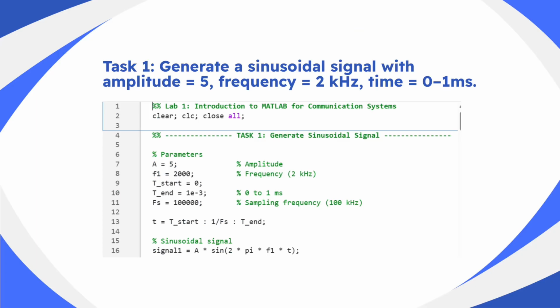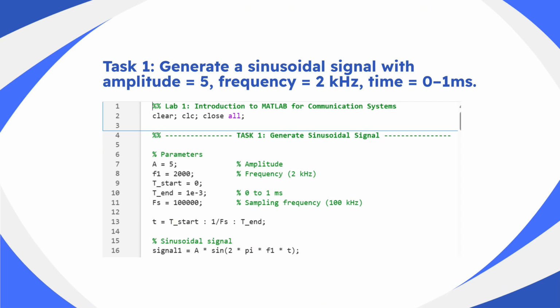For task 1, we generate a sinusoidal signal using MATLAB. The signal parameters were amplitude equals 5, frequency equals 2 kHz, time duration from 0 to 1 millisecond, sampling frequency of 100 kHz. Using these parameters, MATLAB generated a clean sinusoidal waveform.